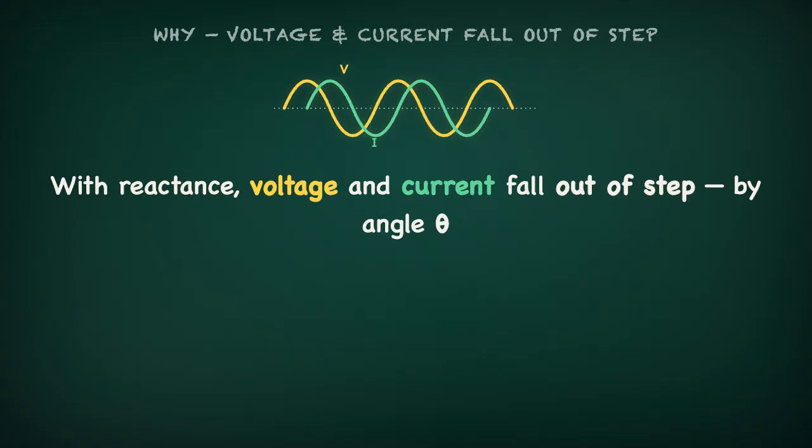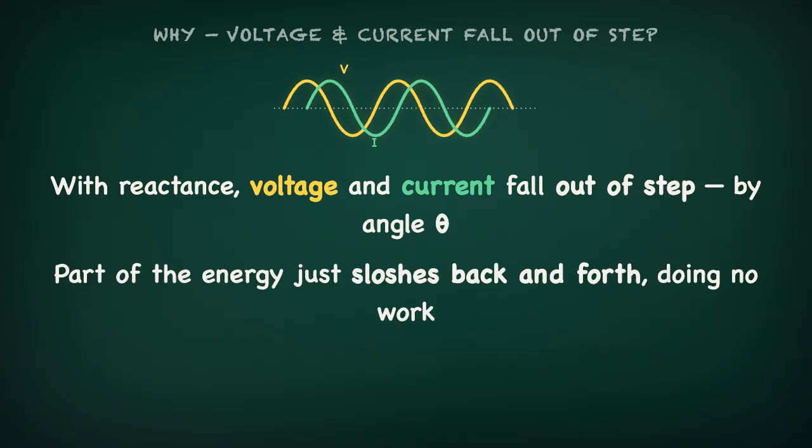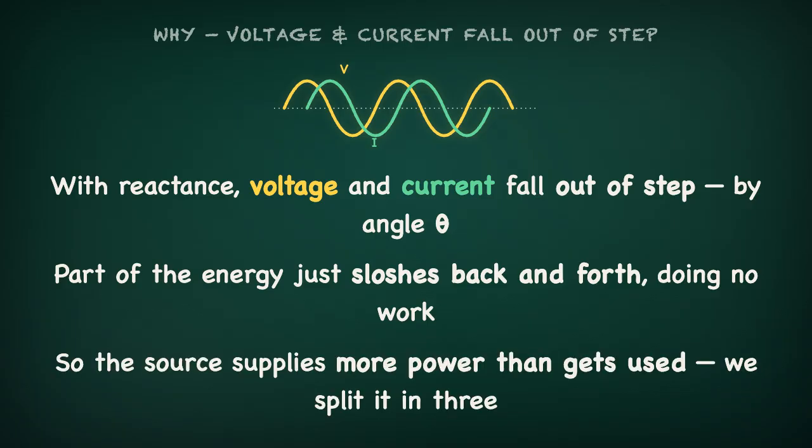Here's the root of it. With reactance, the voltage and current fall out of step by that same angle theta. When current lags or leads the voltage, part of the energy just sloshes back and forth without doing any work. So the source ends up supplying more power than actually gets used. To handle that, we split AC power into three pieces.